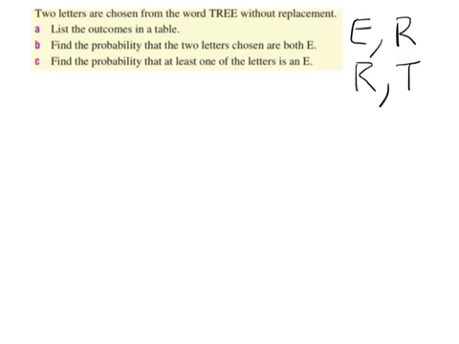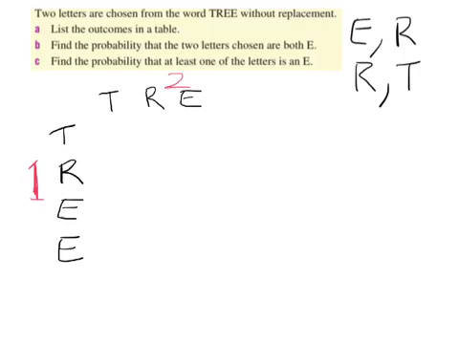Now if we want to list the outcomes in a table for this experiment, then what we want to do is think about the choices we have. We've got the first time we pick out a letter, and then we have the second letter that we pick out. Now each time we pick out that letter, we have the choices of those four letters. We have a T, an R, an E, or an E the first time. Now because we're not sure which letter we picked out the first time, in the second choice we have to assume that we've got available all four letters.